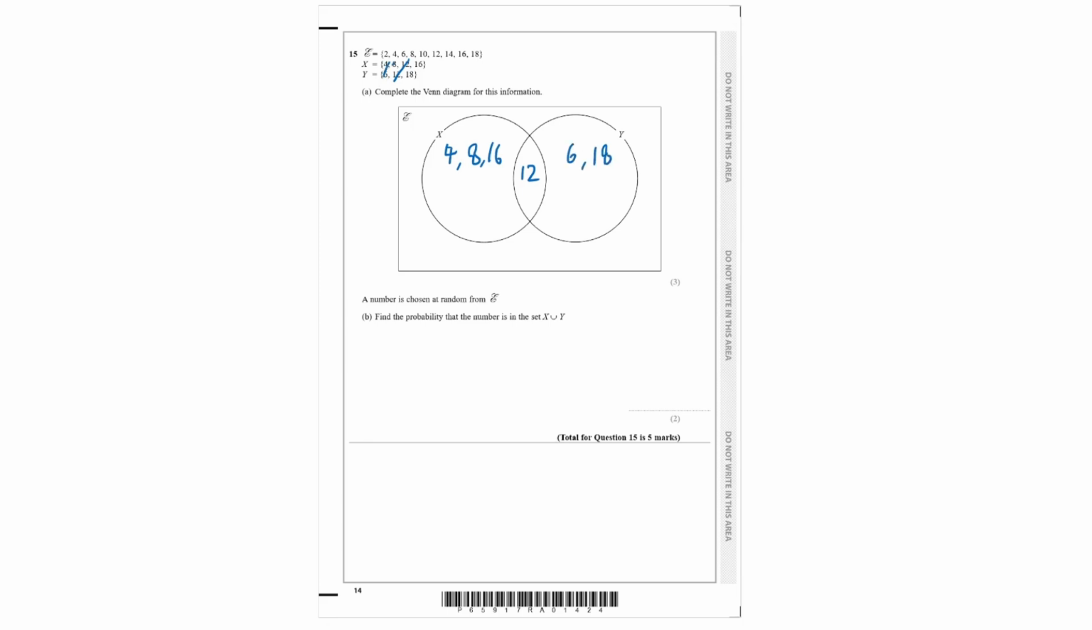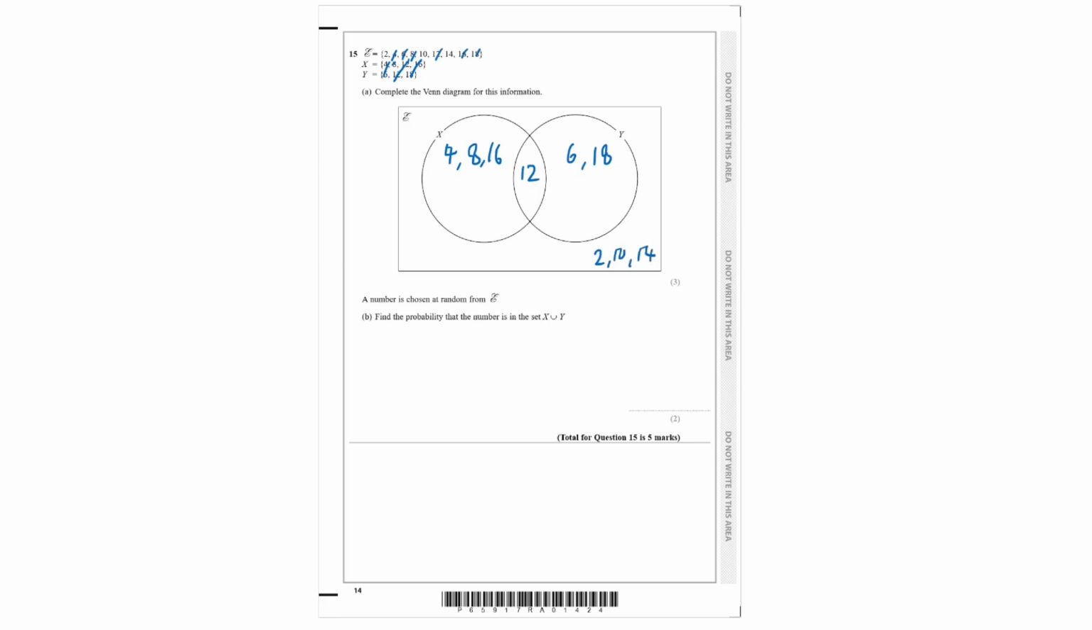Now, we also have to write what's outside the subset. Now, we have 4, 8, 16, 12, 6, and 18. We can remove this from E. So we have 4, 6, 8, 12, 16, and 18. So we're left with 2, 10, and 14.